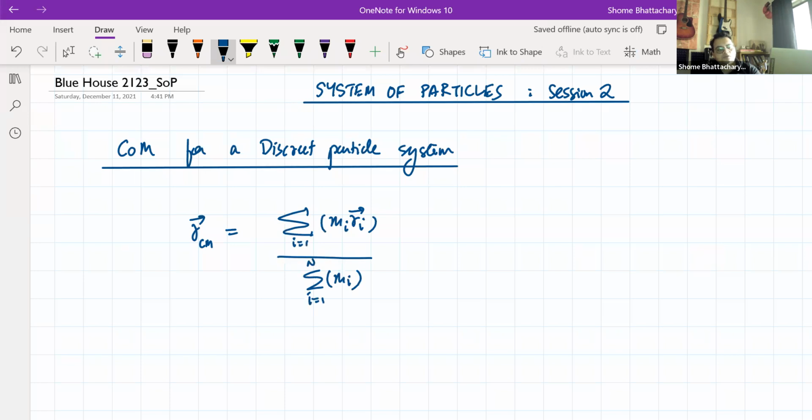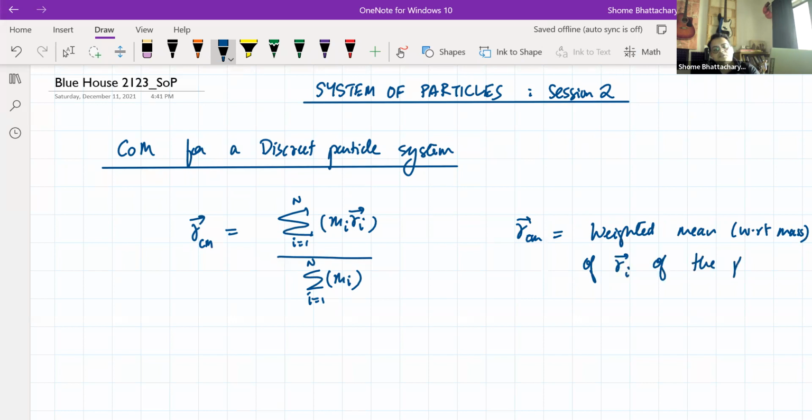So this is for an n particle system. So we see that position vector of center of mass is the weighted mean with respect to mass of the position vectors of the particles of a given system. So on the basis of this, we had done a few questions last time.